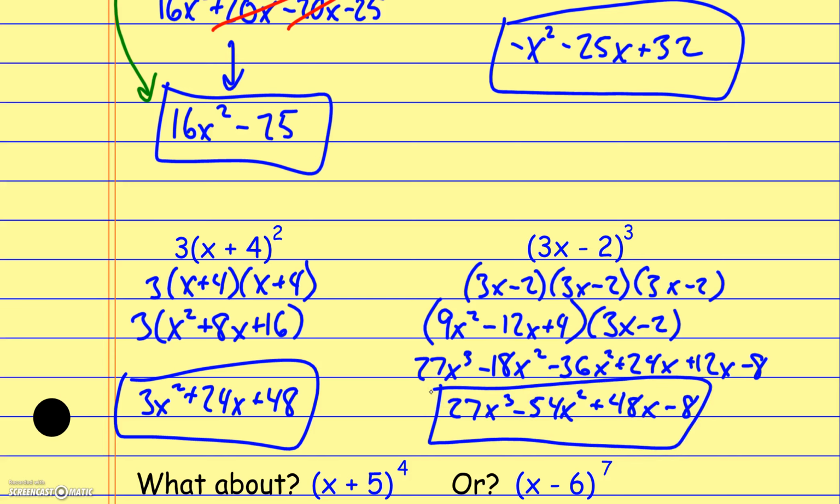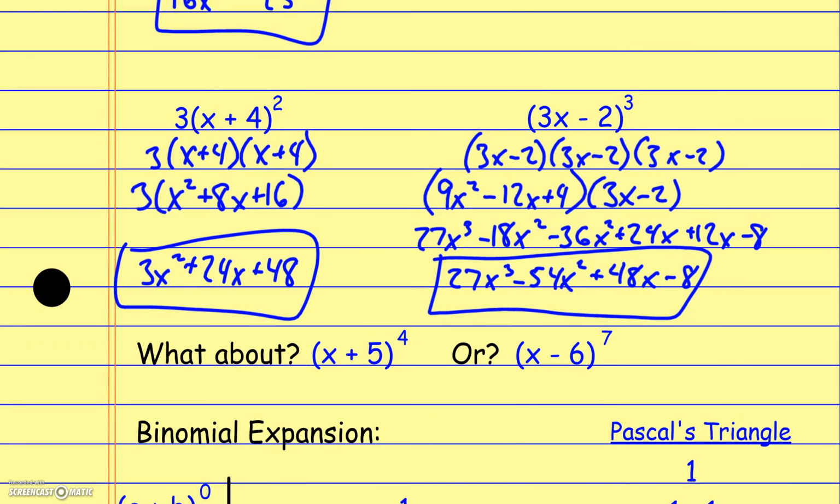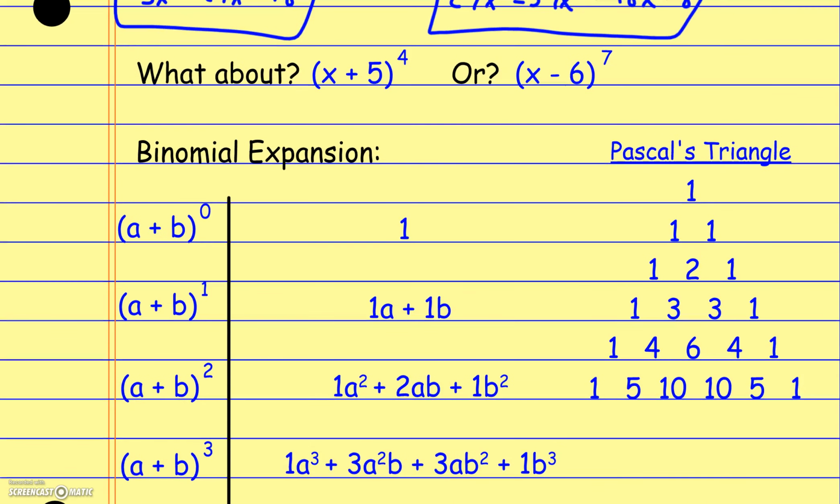And we can see right away how cumbersome this can be as soon as I start getting these exponents that are a little bit bigger. Squaring something's not too bad. Cubing something took quite a bit more work. So we can imagine, well, what's going to happen if I want to do something like this, x plus 5 to the 4th, or x minus 6 to the 7th. That's going to take a ton of work to multiply all that out. So we're going to have a little bit of a shortcut that we can use here. And this is called binomial expansion, all right?